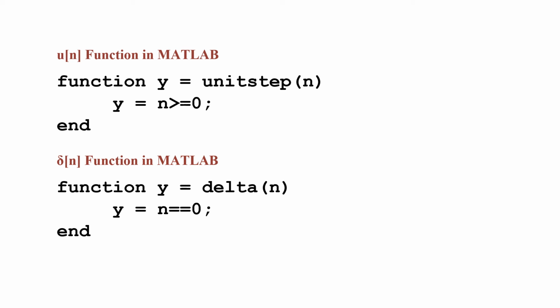This is a summary of the user-defined functions that we'll need to use in this lab, which are simply the unit step function and the delta function. You can leave them at the end of the file, so you can use them as needed within your script file.